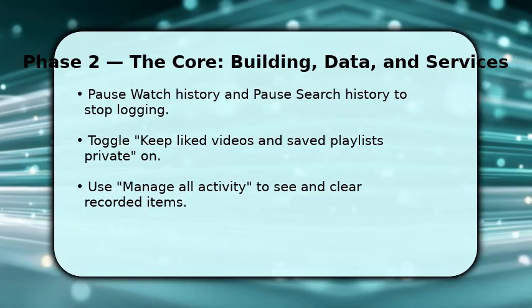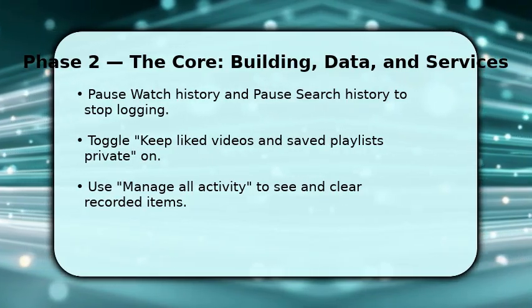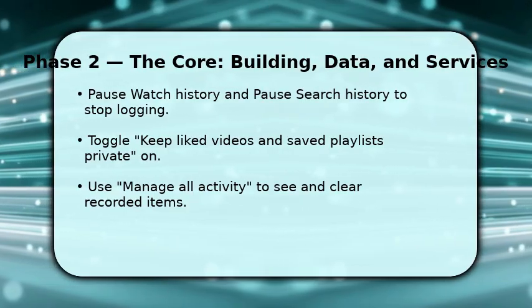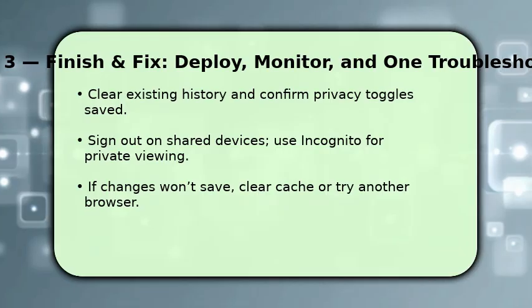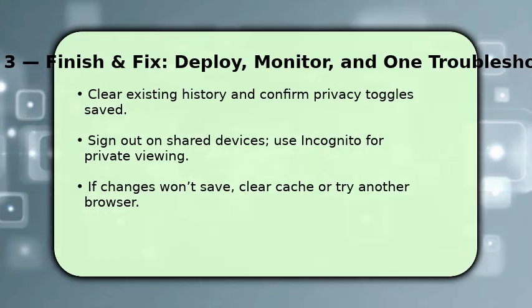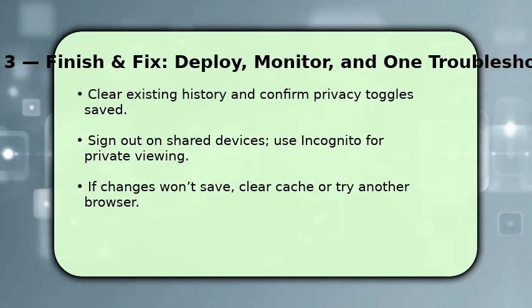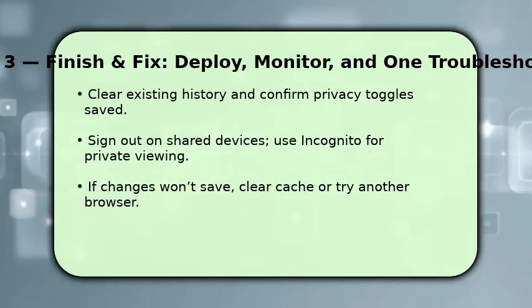These steps both stop new recording and limit others' visibility. Make sure each toggle shows as turned on or paused. Finish by clearing any existing watch and search history, then recheck each privacy toggle to confirm they saved. Sign out on shared devices and use an incognito window when you want temporary privacy.